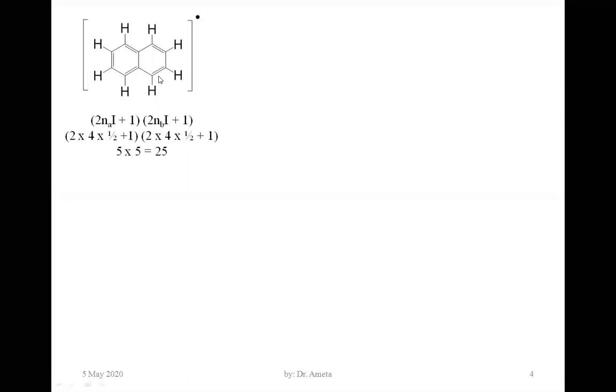This is an anthracene molecule. There are two kinds of hydrogens available. These 4 hydrogens are in the same chemical environment, and these 4 terminal hydrogens are in the same chemical environment. That's why we have to use the formula like this: 2NAi plus 1 and 2NBi plus 1. By solving this, 5 into 5 is equal to 25. So in case of anthracene radical, we will get 25 lines.